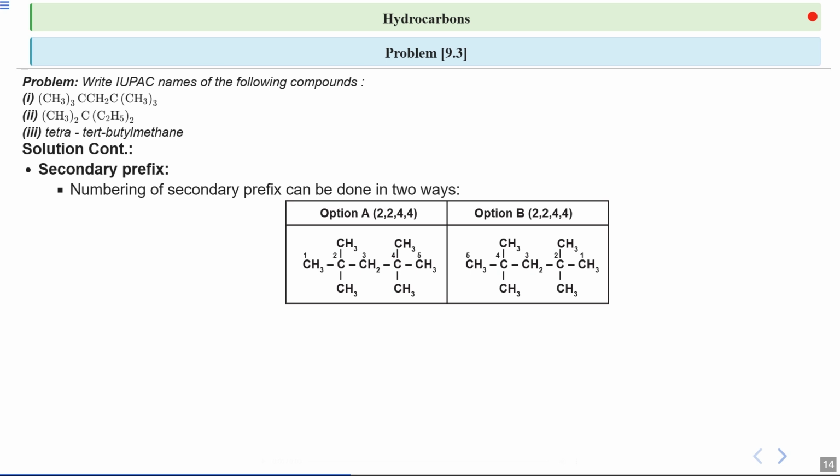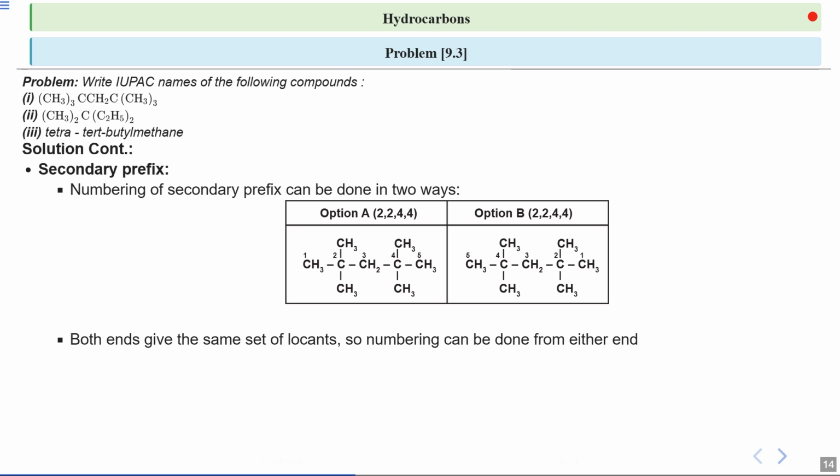One more thing you can also say is that on these numbering positions where the substituents are present, the substituents are also the same. Suppose in option A, on the second position we have 2-methyl, on the fourth position we have again 2-methyl. Whereas in option B also, if you count from the right, then on position 2 we have 2 substituents, and on position 4 also we have 2 substituents. Therefore, either of the numberings is correct.